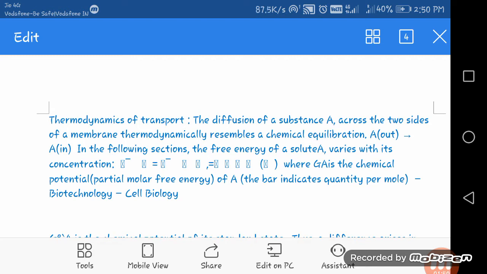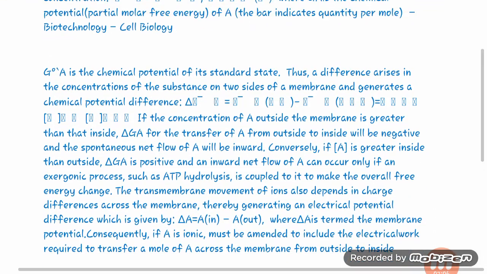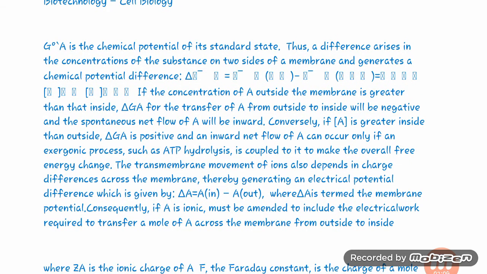If the membrane has a potential, like the plasma membrane has a potential of 100 mV inside negative, then Ga is termed the electrochemical potential of A. Thus, G naught A is the chemical potential of its standard state, as I told you. If the concentration of A outside the membrane is greater than inside, then Ga for the transport of A from outside into the cell will be negative and the spontaneous net flow of A will be inward.